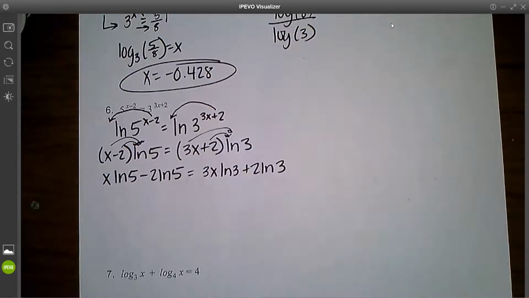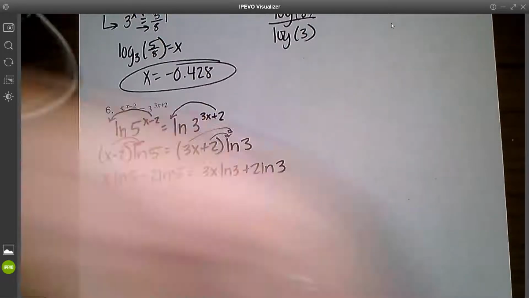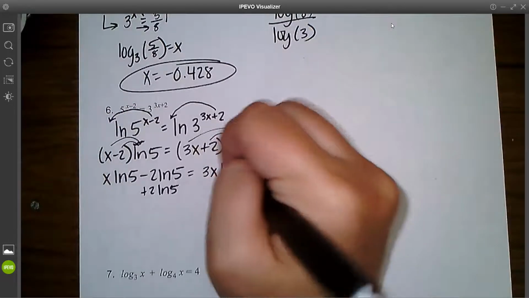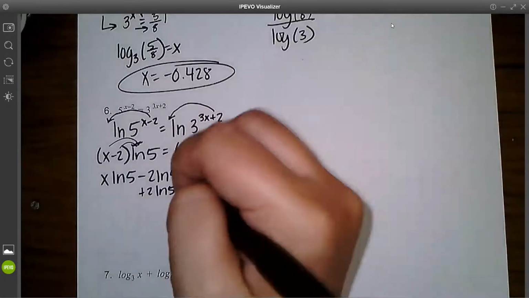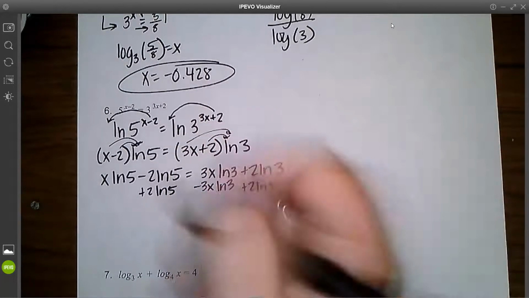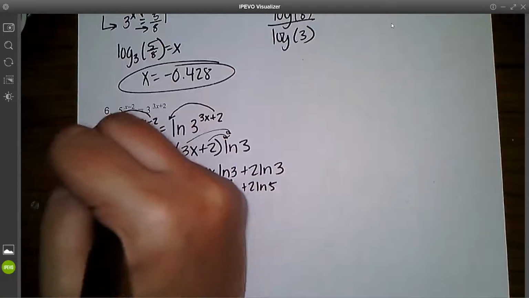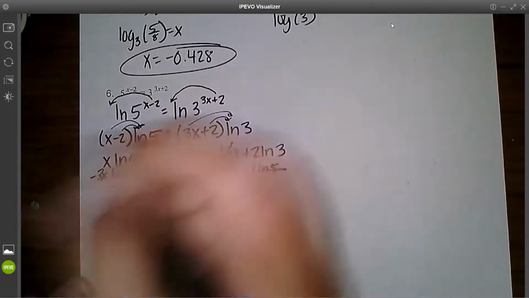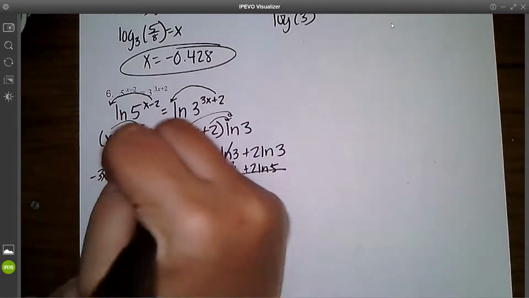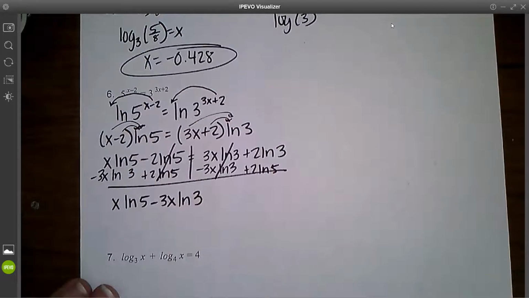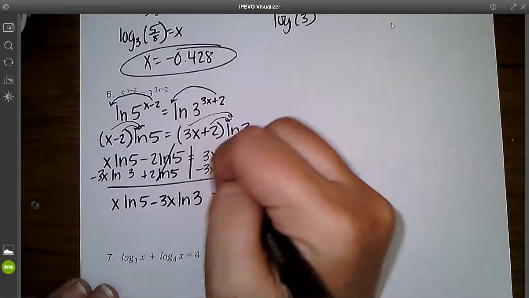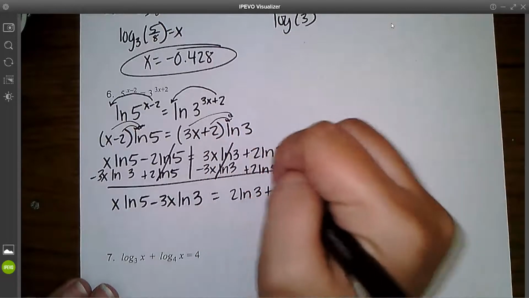Questions so far? So now I want to get my x's on the same side of the equation. So I'm going to move my other things away. So I'm going to move my 2 natural log of 5. I'm going to add that to both sides. And I'm going to get rid of my 3x here. And it doesn't matter which way you go. I just chose this way for whatever reason. So those cancel and those cancel. So on the left, I have x natural log of 5 minus 3x natural log of 3. You can't combine those yet. You're taking the natural log of 2 different things. Equals 2 times the natural log of 3 plus 2 times the natural log of 5.